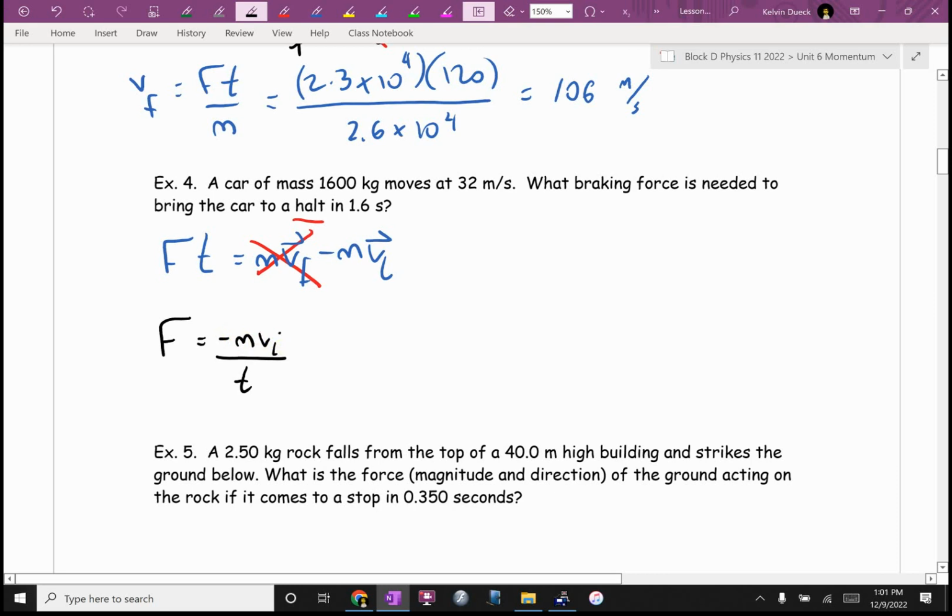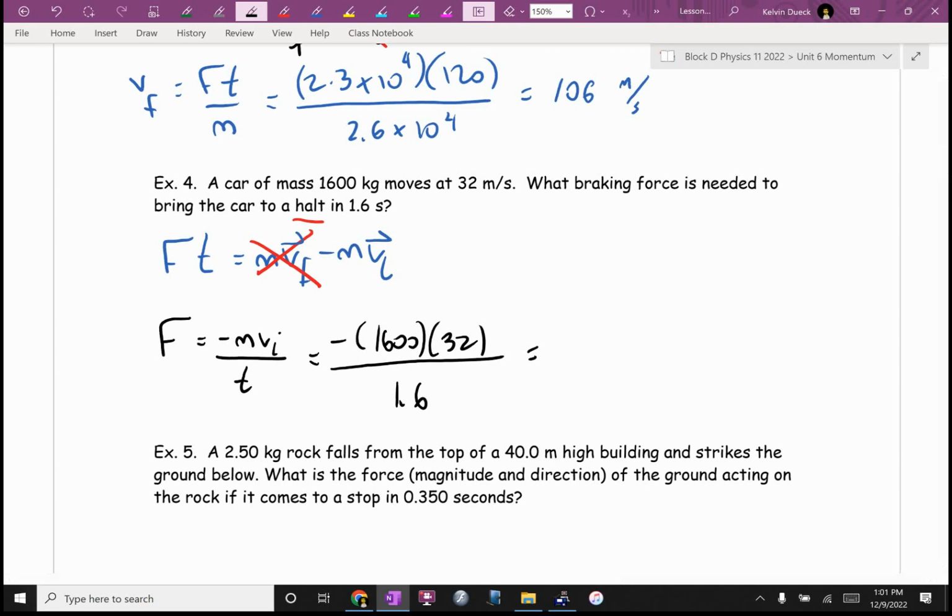MVI. So don't panic if it looks ugly. Just follow. I've taught you well. You can handle it. It's going to be negative, what was M? 1600. VI, 32. All over 1.6. I do that in my head because the 16 and the 1.6 are going to cancel. Is it negative 32,000, I think? Yeah. Double check. Yes? Okay. Negative 32,000 units. It's a force.